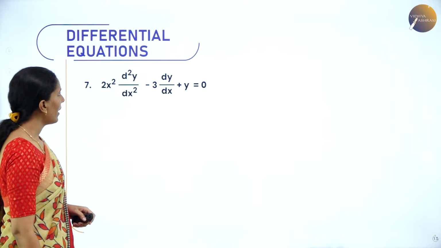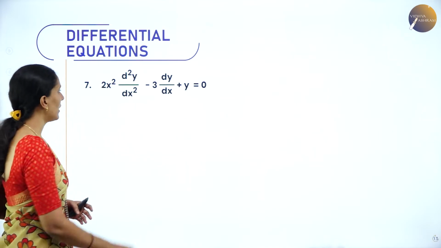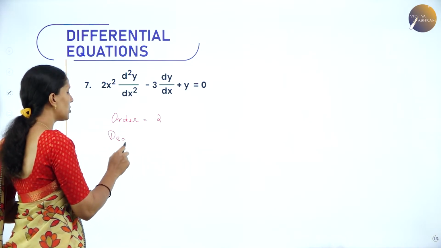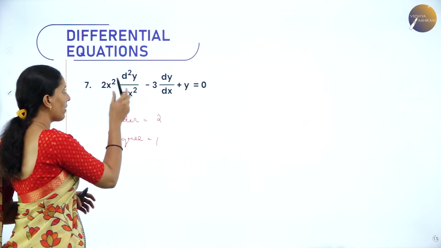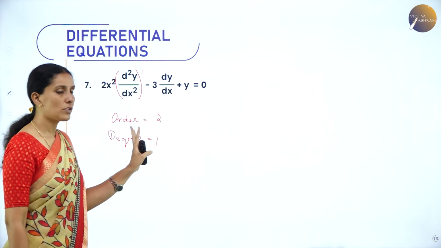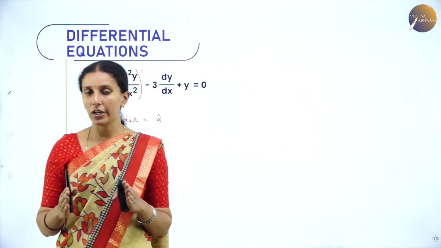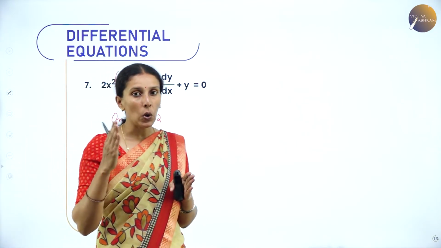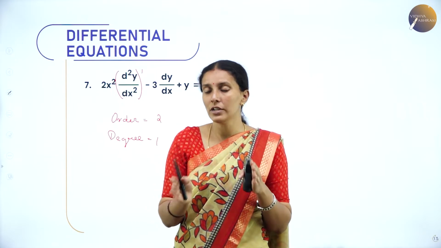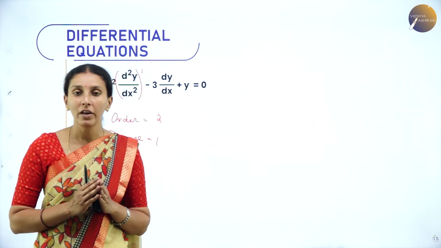Next, 2x square d square y by dx square minus 3 dy by dx plus y is equal to 0. So clearly we can write the order of this differential equation is 2 and the degree is 1, because d square y by dx square is repeated only once. So therefore the degree is 1, the order is 2. So this is how we write the order and degree of a differential equation. Note that the degree is defined only when the derivatives are expressed in terms of a polynomial equation. It should not be with any other function, and both order and degree of differential equations are natural numbers, that is, positive integers.